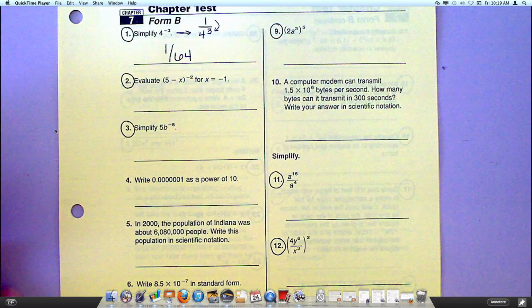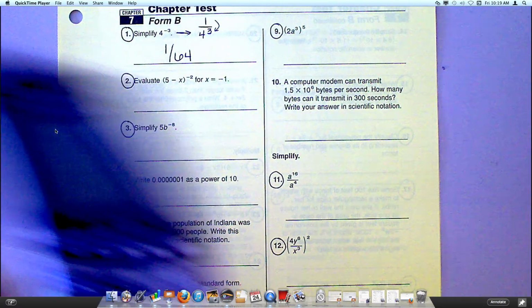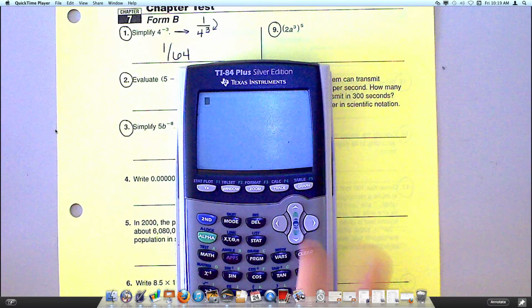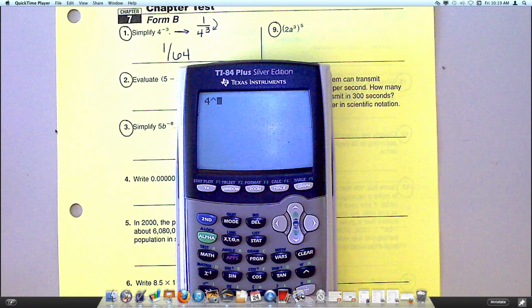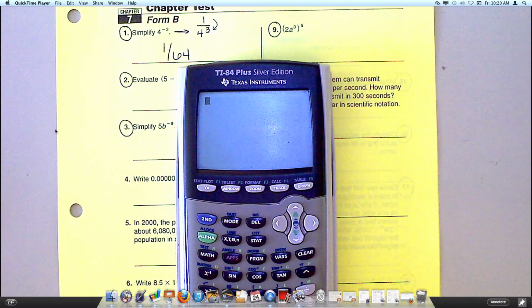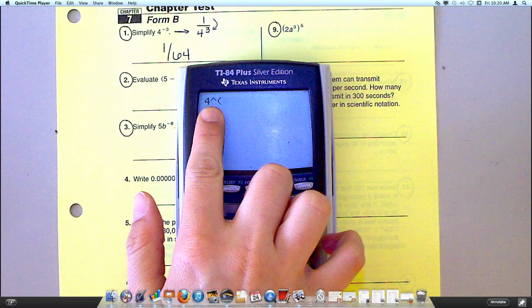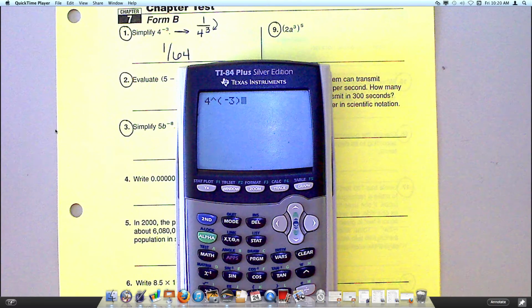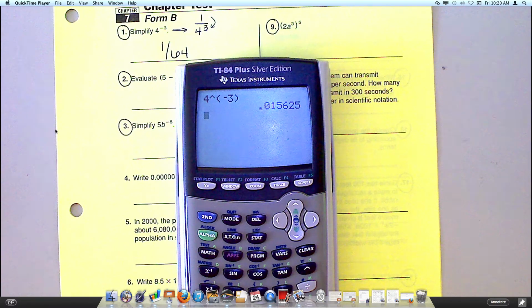Now I want to show you something. On your calculator, you could type in 4 to the power of negative 3. On these calculators where it shows the caret key like that, you do have to put the negative in parentheses. It's going to give you a crazy decimal, but then how could we turn that into a fraction? Do you remember?